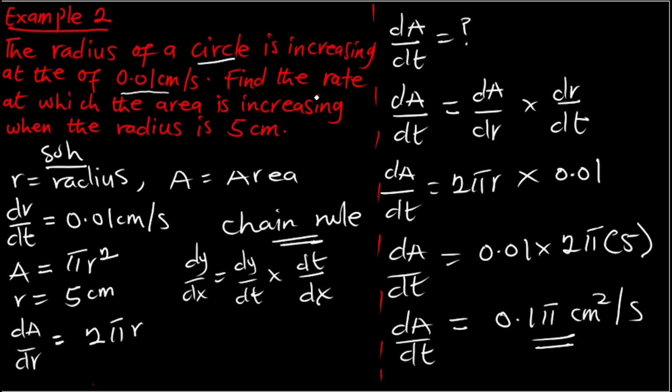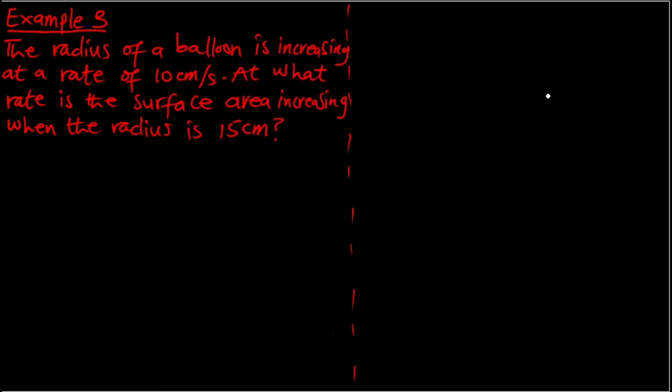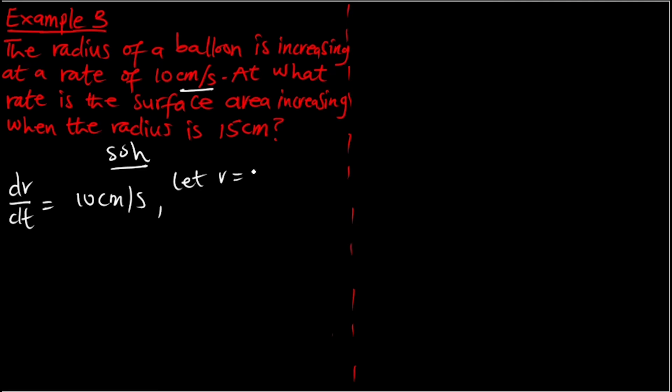I've taken my time to explain your rates. Let's look at the third example. The radius of a balloon is increasing at a rate of this. With time, even if you check the unit, centimeter per second. So the radius, that means dr/dt, is increasing at 10 centimeters per second. From the beginning, you can say let r be radius and t be time, so we have our dr/dt. At what rate is the surface area increasing when the radius is 15 centimeters?